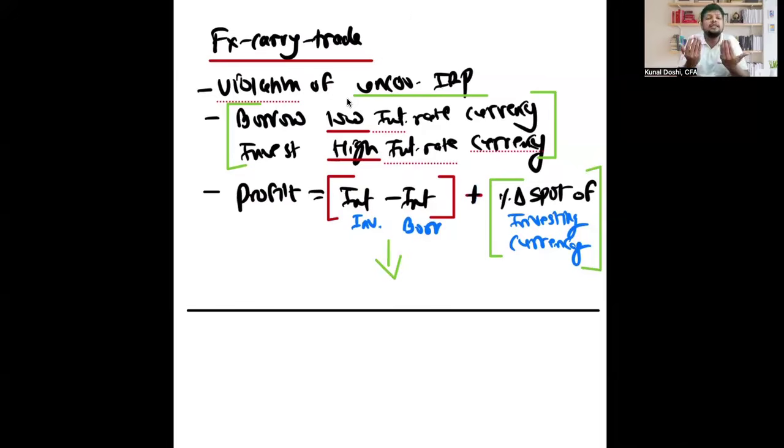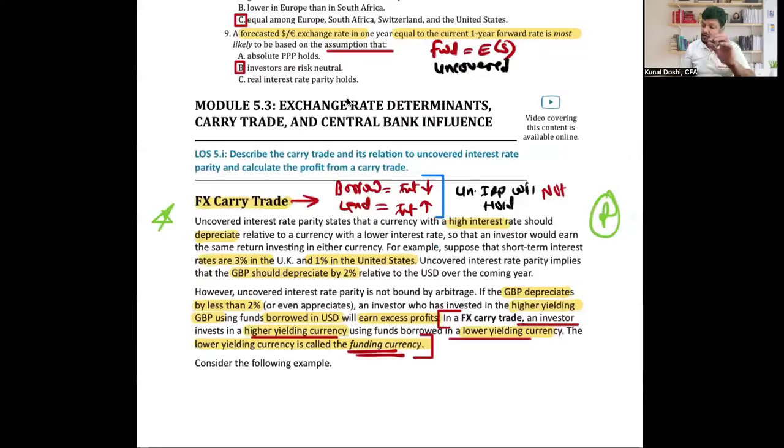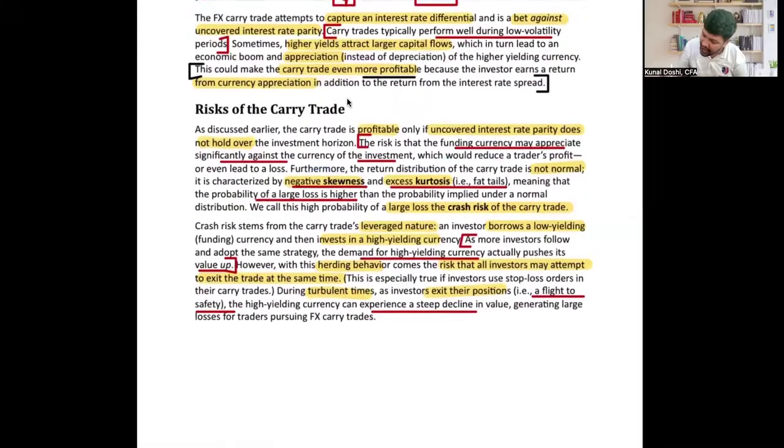Here we are assuming that if there is a profit, it means the uncovered parity is not holding. Otherwise, the interest rate difference and the currency appreciation or depreciation should be the same, isn't it? Clear? Remember one thing, carry trade is not foolproof. There are also risks, and sometimes this risk can turn into extreme events. So there is negative skewness and kurtosis. If there is an economic crisis or great uncertainty, then you can lose a huge amount of money. All right.